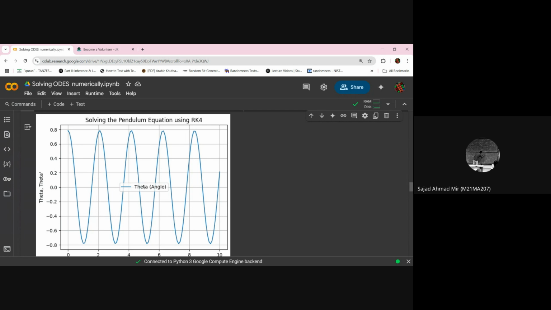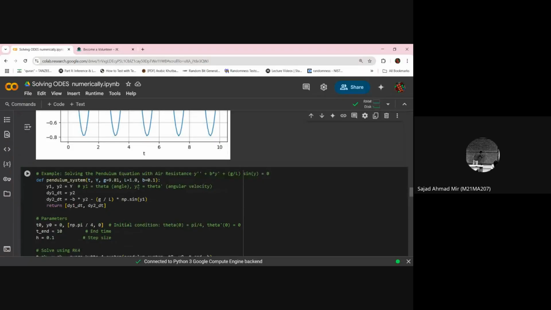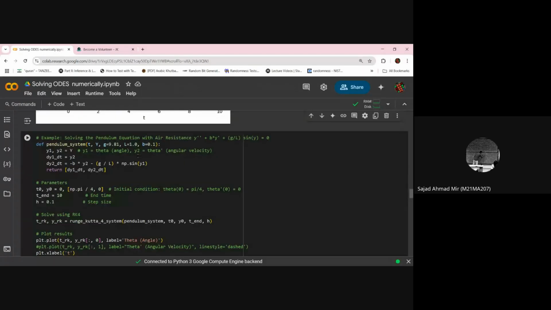But what if your equation of the pendulum has air resistance? That is another case of this dynamical system. Your original system equation now has this b times y dash, which means the air resistance is calculated with a particular choice of this parameter b. The drag due to air is counted in this model. Now again the second order differential equation becomes a system of two first order differential equations.